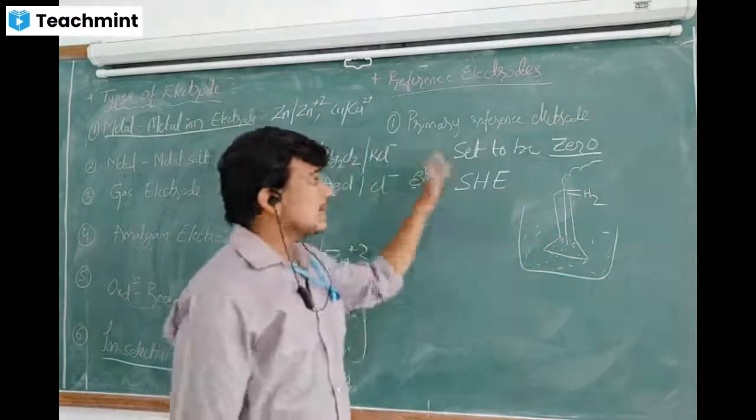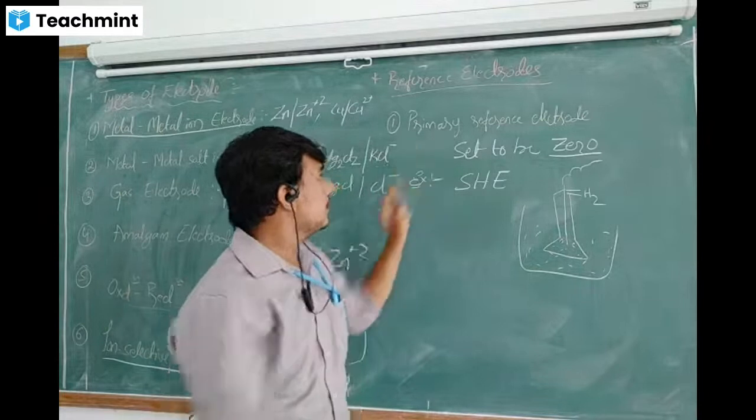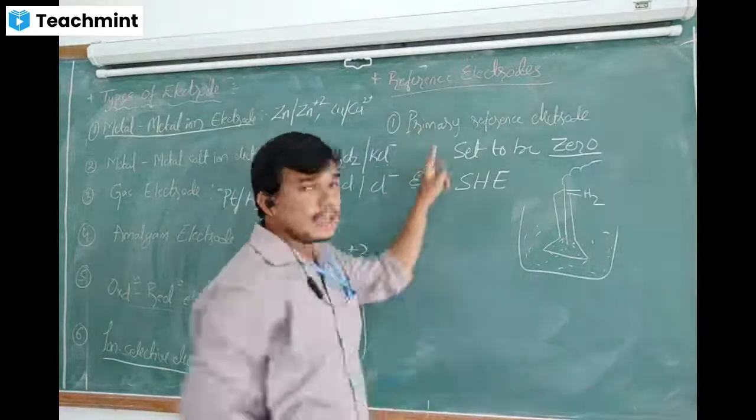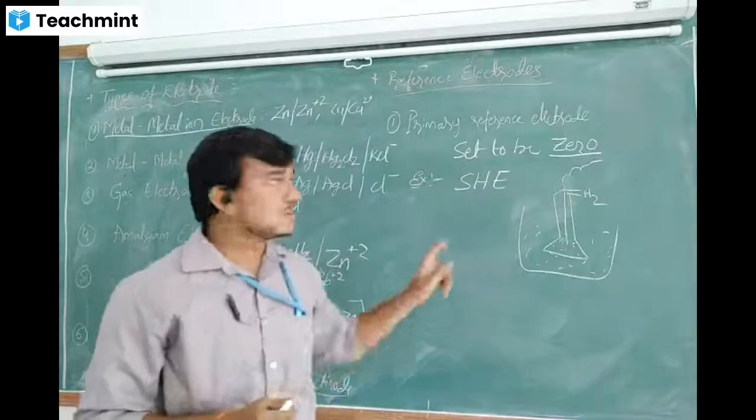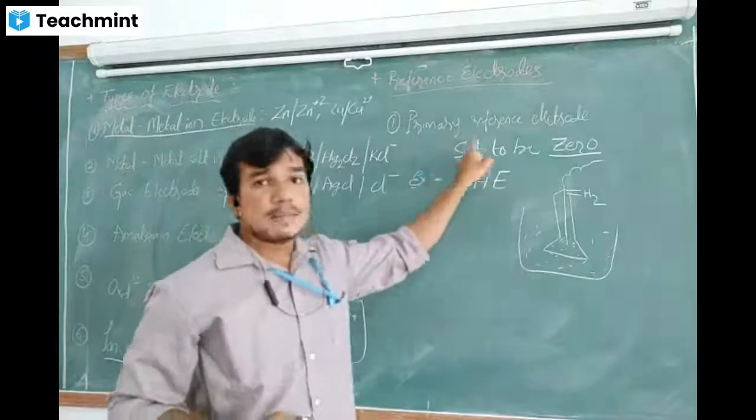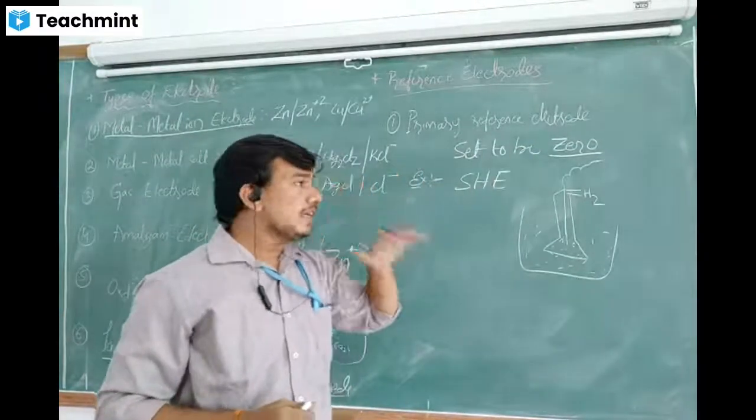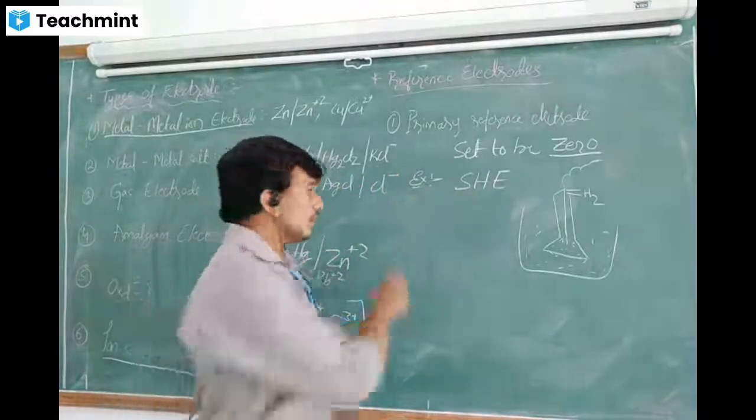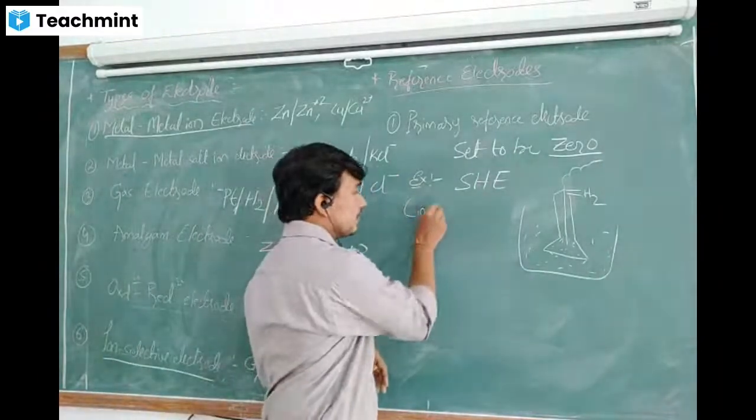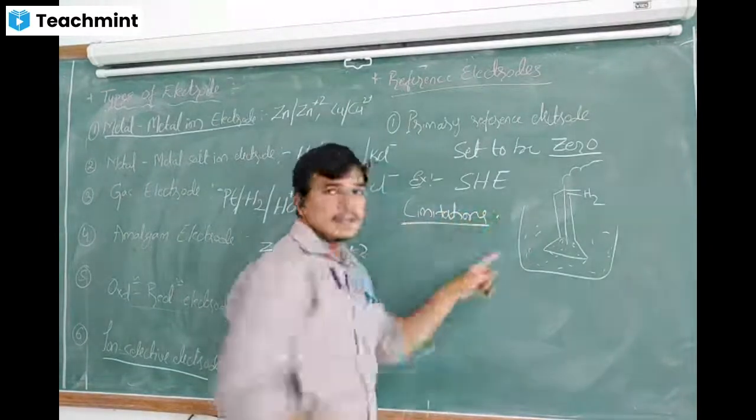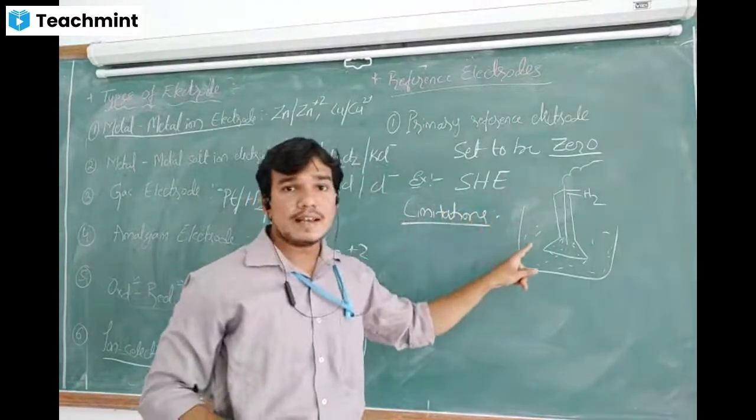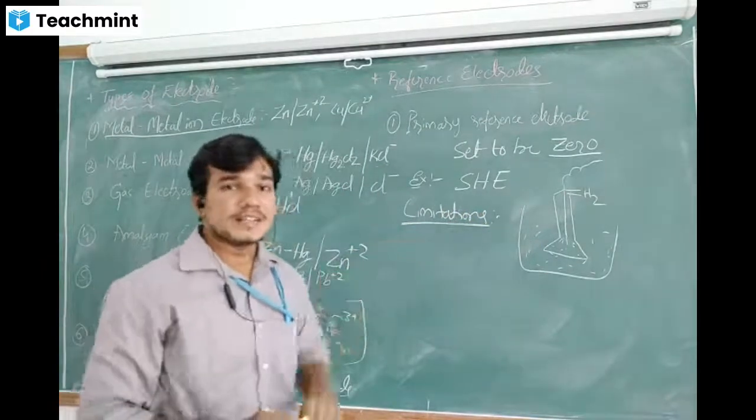Okay. So earlier they invented this primary reference electrode. To calculate any other electrode potential, they are using these primary reference electrodes. Later on, they came to know that these have some limitations. Primary reference electrodes have many limitations.